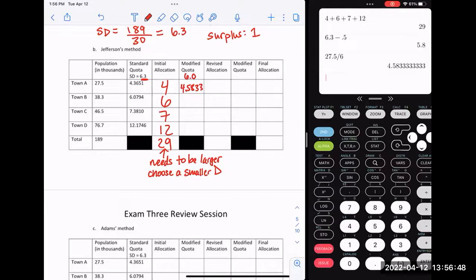And so then I'm going to do this for each one. So 38.3 divided by 6. So that's giving me 6.8833. And just keep doing this for each one.